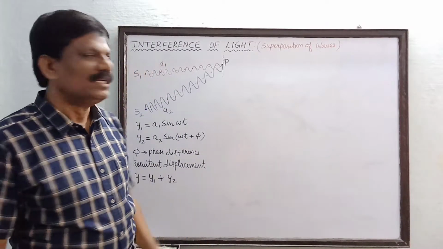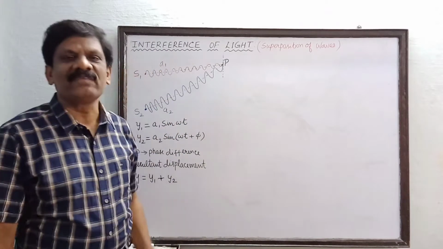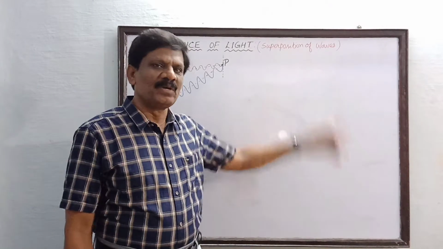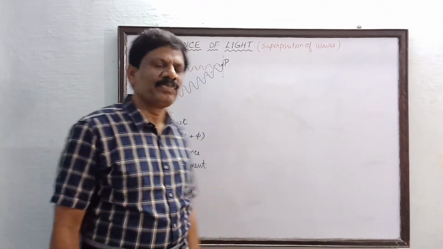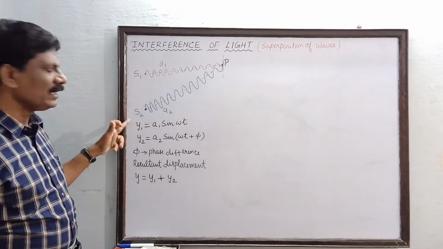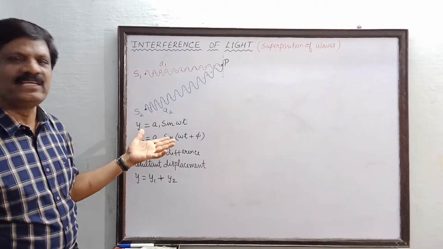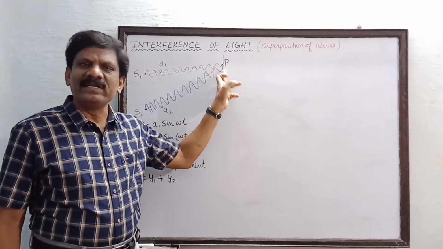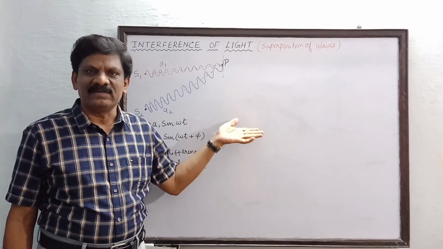Hi students, today we are going to discuss the topic interference of light, which is a consequence of the superposition of light waves. Look at this diagram: there are two sources S1 and S2 from which light waves are traveling forward and they superpose at a point P which is lying on a screen.